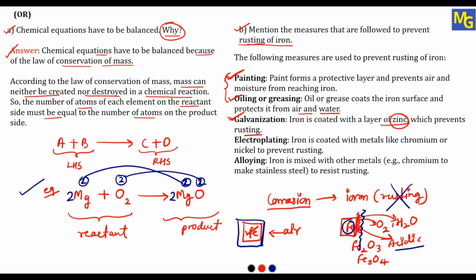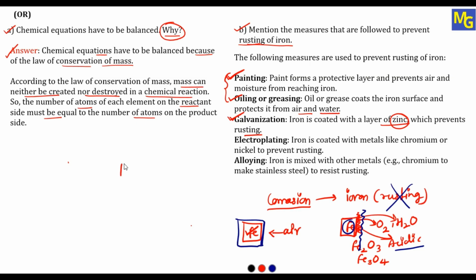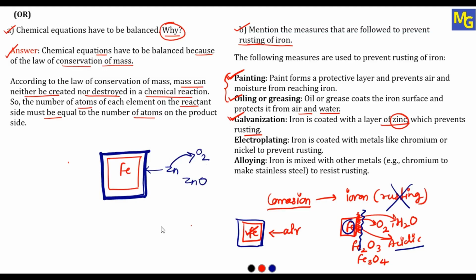So here what happens? Let me clear this page. If this is the iron, or a machine made up of iron, and on this iron we are going to coat zinc like this, imagine this is the coating of zinc. Now, this is called galvanization. So in this case, what happens? With the oxygen, zinc will come in contact and zinc undergoes corrosion to form zinc oxide. But the iron which is present inside will remain safe. It will not undergo any corrosion.